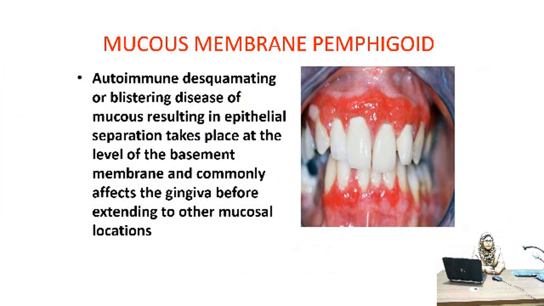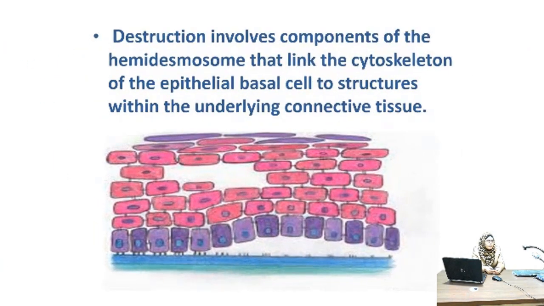Mucous membrane pemphigoid is an autoimmune desquamating or blistering disease of the mucosa resulting in epithelial separation. It takes place at the level of the basement membrane and commonly affects the gingiva before extending to other mucosal sites. There is disruption of components of the hemidesmosome that link the cytoskeleton of the epithelial basal cell to structures within the underlying connective tissue. As we see in the picture, there is complete separation of the epithelial cells from the underlying connective tissue.